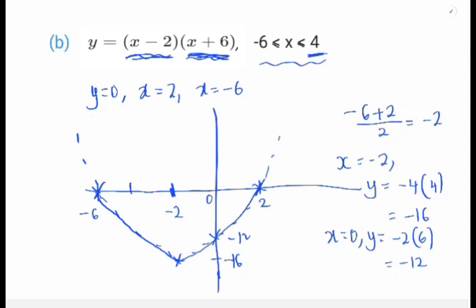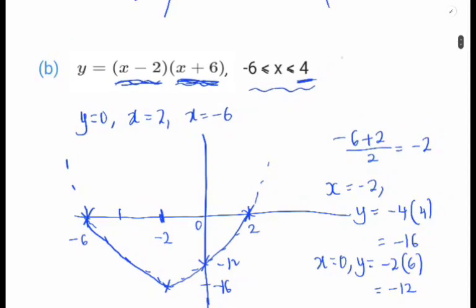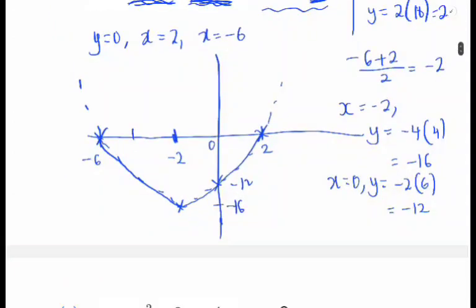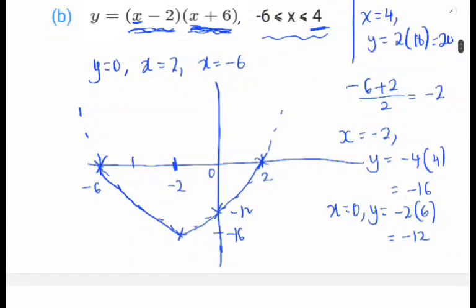Now we have to test one more coordinate. When x equals 4, your y equals, substitute the 4: 4 minus 2 is 2, and 4 plus 6 is 10, so this equals 20. Oh, that's very high. So 20 is somewhere here. Okay, let's say 4 here, so this is 20.